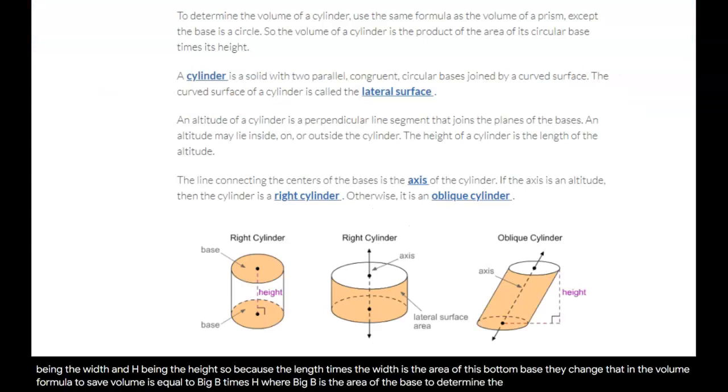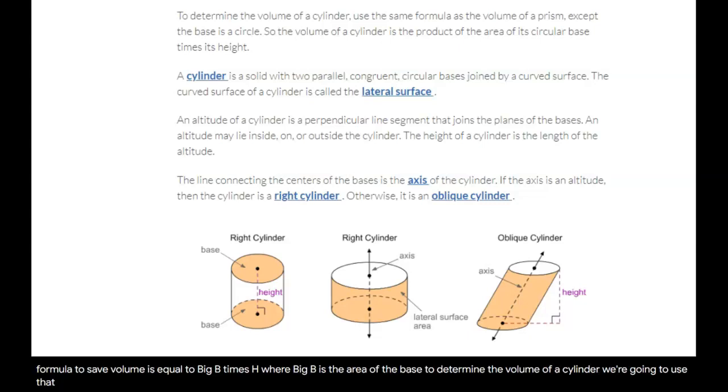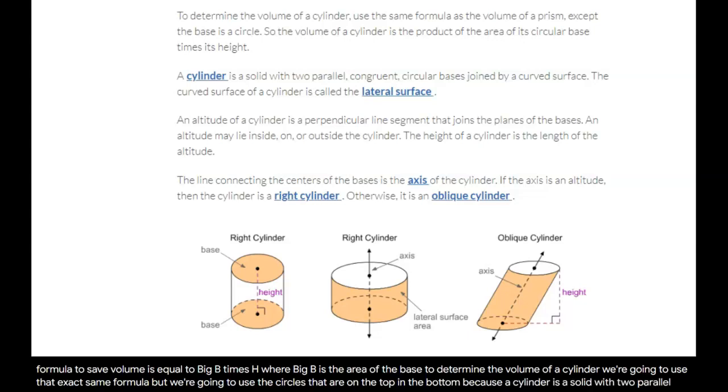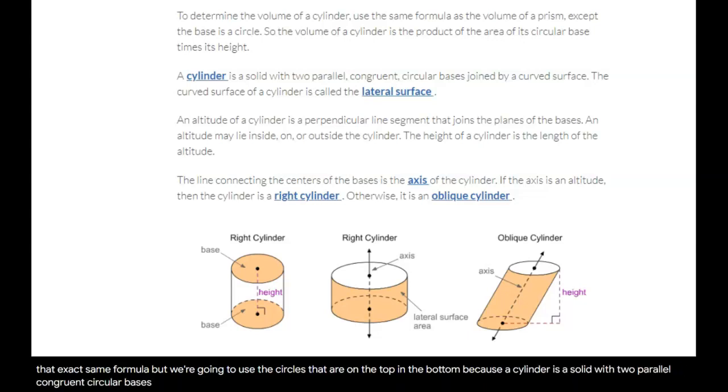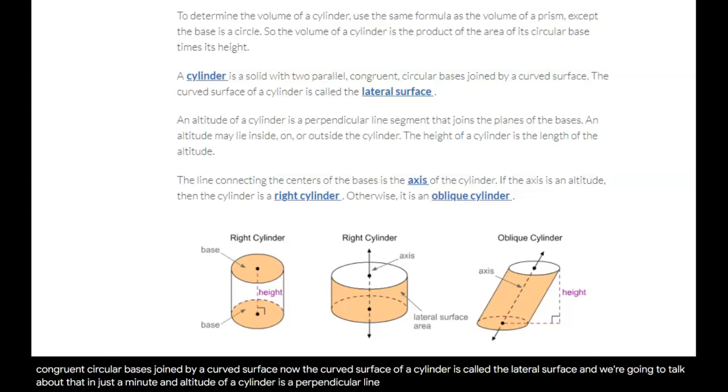To determine the volume of a cylinder, we're going to use that exact same formula, but we're going to use the circles that are on the top and the bottom, because a cylinder is a solid with two parallel congruent circular bases joined by a curved surface. Now, the curved surface of a cylinder is called the lateral surface, and we're going to talk about that in just a minute. An altitude of a cylinder is a perpendicular line segment that joins the planes of the base.